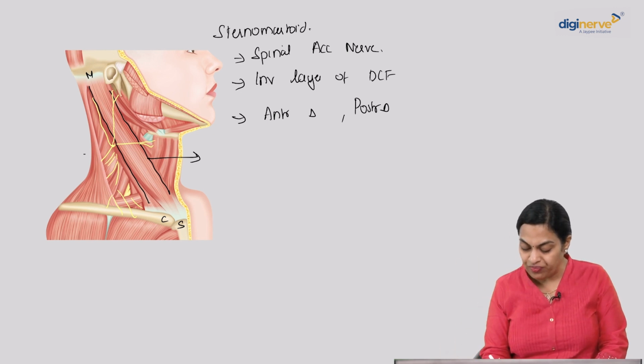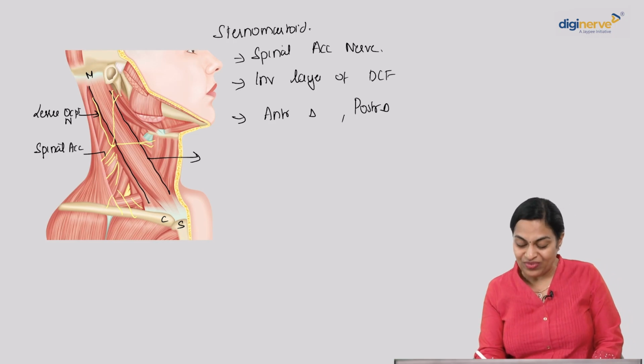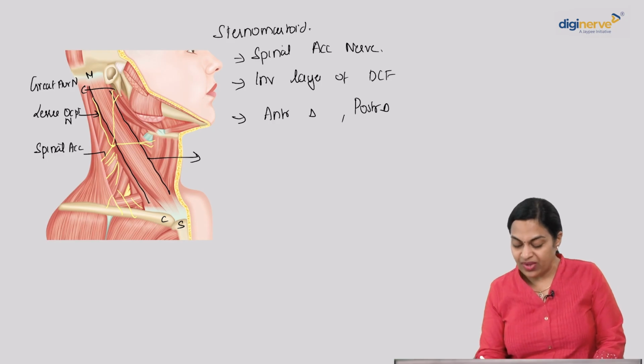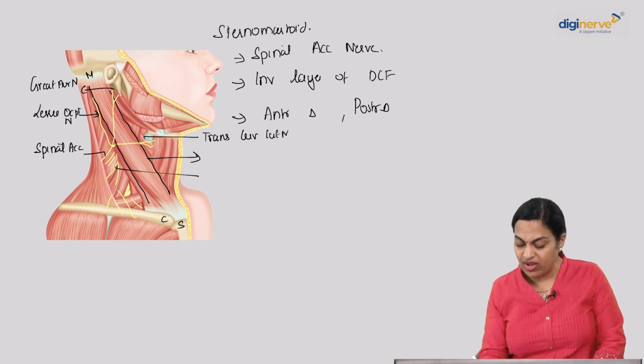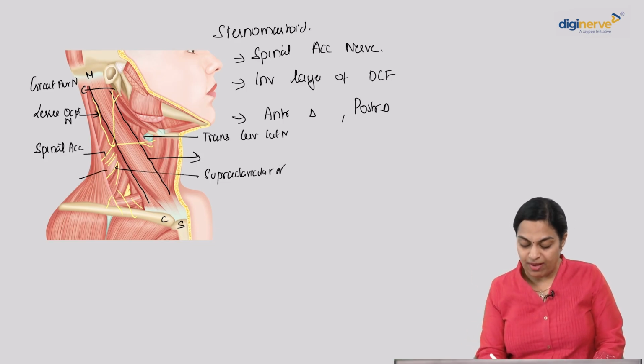I'll label it for you. So this is the spinal accessory nerve. This one is the lesser occipital, from the cervical plexus, ventral rami of C2. This one is the great auricular, C2, C3 ventral rami. And this is the transverse cervical cutaneous nerve, again C2, C3. These are the supraclavicular nerves, the medial, the intermediate and lateral, C3, C4. Dorsal scapular nerve.